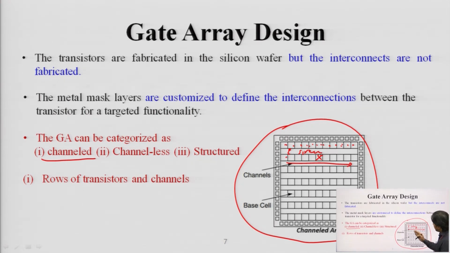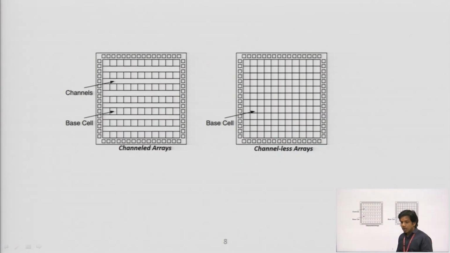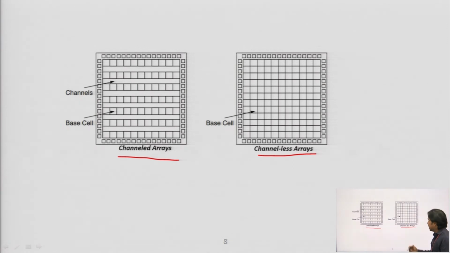Clear. So, you can see that each transistor is placed in a systematic manner, so you can say these are the rows of transistors, and this is the channel. Clear. And these small boxes are your input output buffers. Clear? Now, as we have already seen the channeled array, you can also see the channelless array. You can easily observe the difference between the channeled array and the channelless array, where we do not have any channel in between the transistors, we only have rows of transistors. Clear?